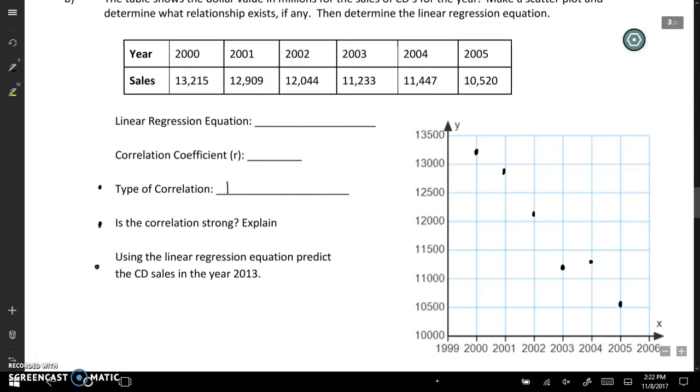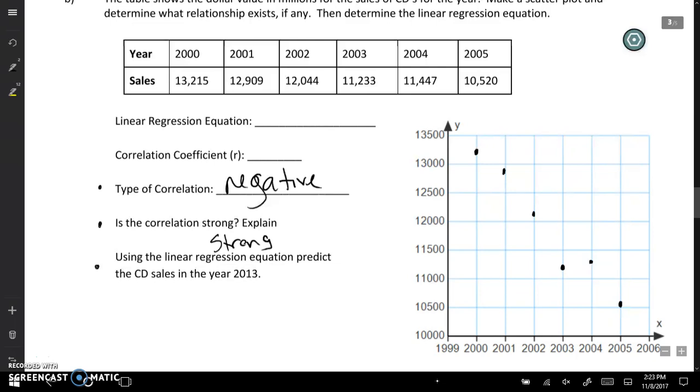So honestly, that's a negative correlation. Why is it a negative correlation? Because as the years have gone by, the amount of CD sales has gone down, and that makes sense because of MP3 sales. If we looked at years and MP3 sales, it's probably going to be positive, going up. Is that strong? I think that's pretty strong. That's a pretty good line.